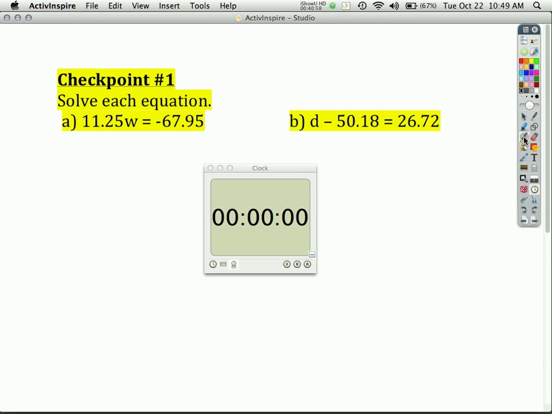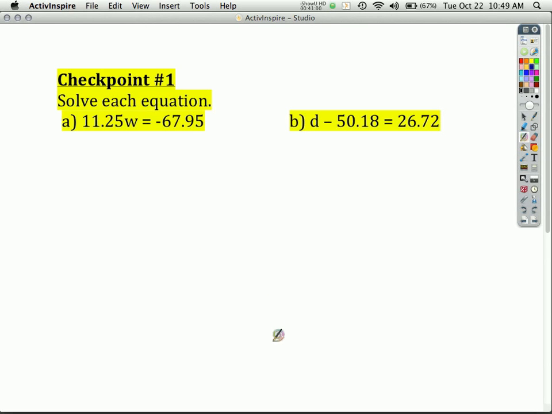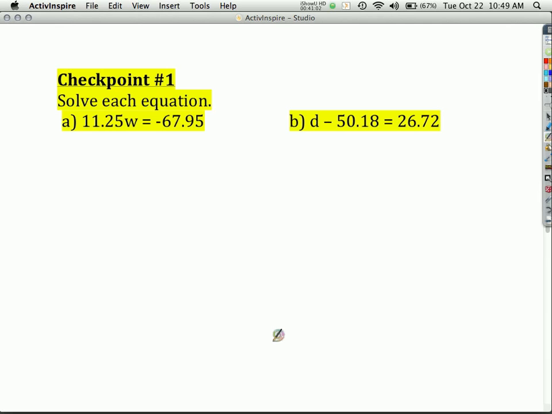All right, let's see how we're doing. What do we get for part A? Got 1, 2, 3, 4, 5 confident people. We'll start with Selena, Jedley, Isabella, Garion. What'd you get? I got negative 6.0. Okay, what'd you get, Jedley? 6.